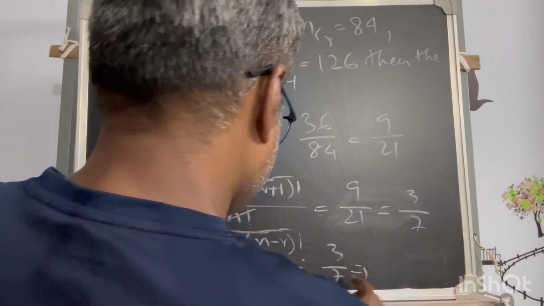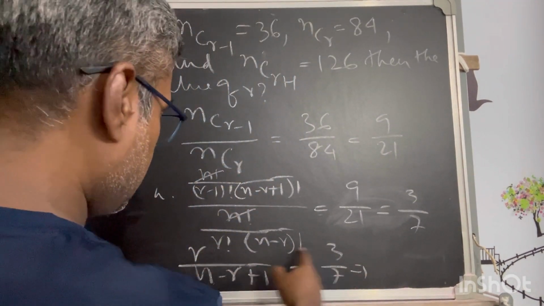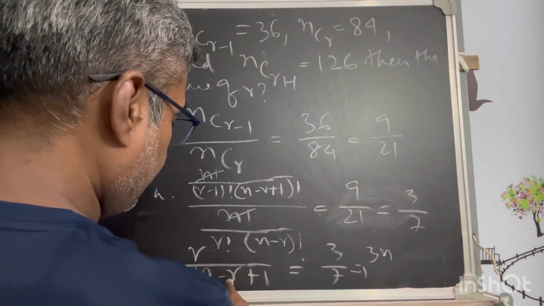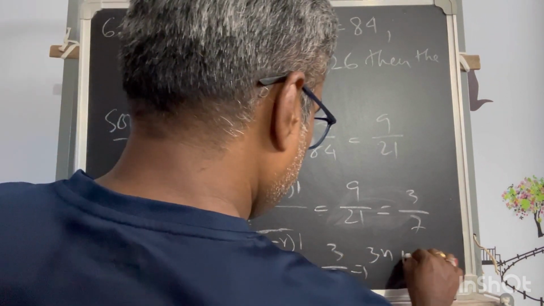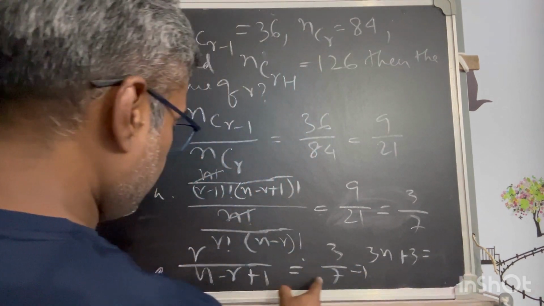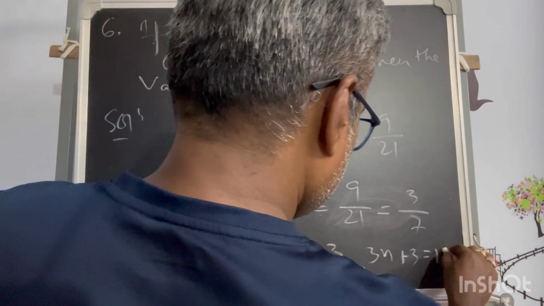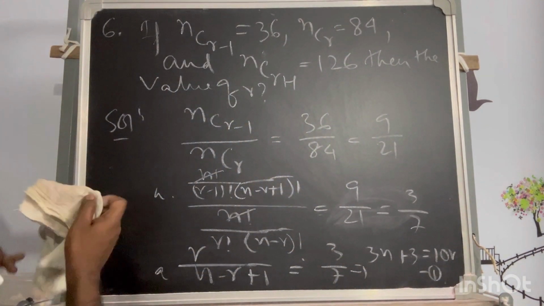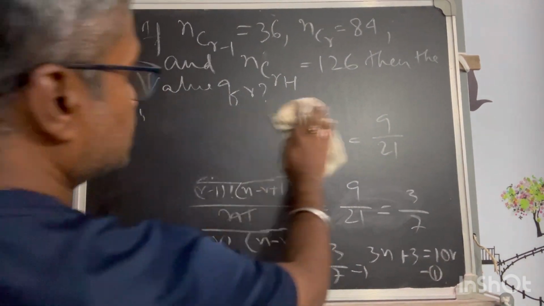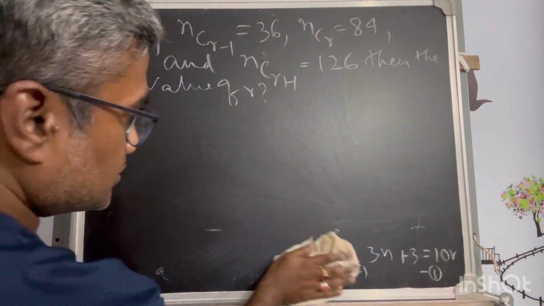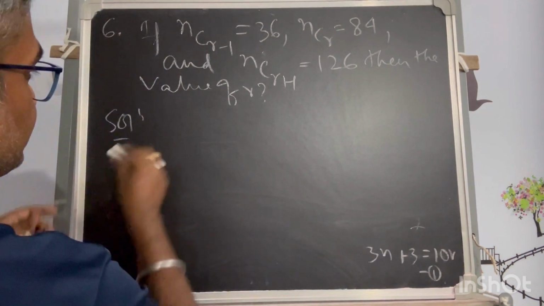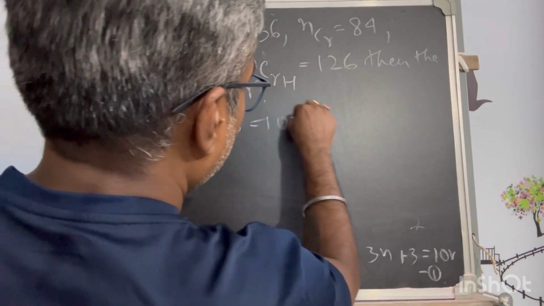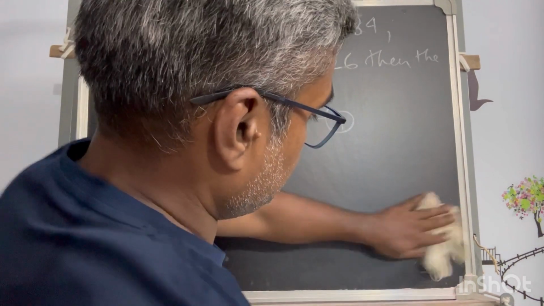So that equation will become 7 into r equals 3 into (n-r+1), so 3n will be on one side, 3 into r and 3 plus 3. On the other side this will be 7r plus 3r, that is equal to 10r. So this is one equation. You will just remember it: 3n plus 3 is equal to 10r, that is the first equation.